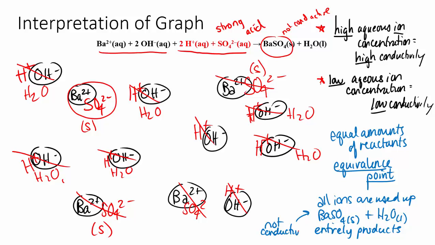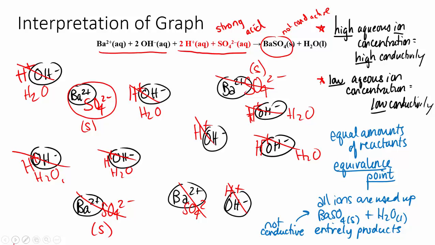So that means at this point, when we're at the equivalence, when all of our ions are used up, our conductivity should be pretty close to 0 because all we have is these two substances, a solid ionic compound and molecular water. Those do not conduct electricity very well. So when we look at our graph, that dip in the graph is our equivalence point, and that's how we know at that point we've added equal amount of sulfuric acid as we had barium hydroxide to begin with.